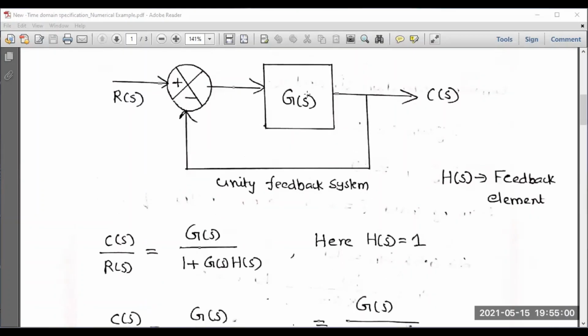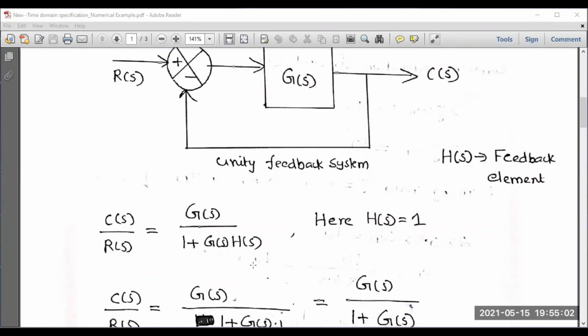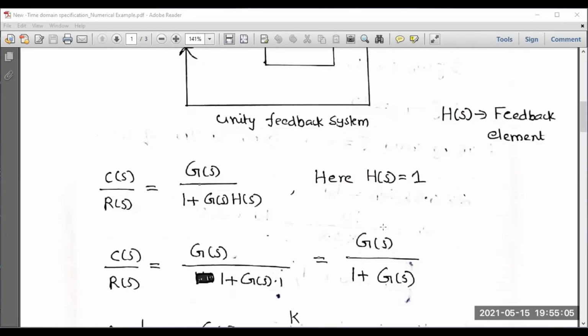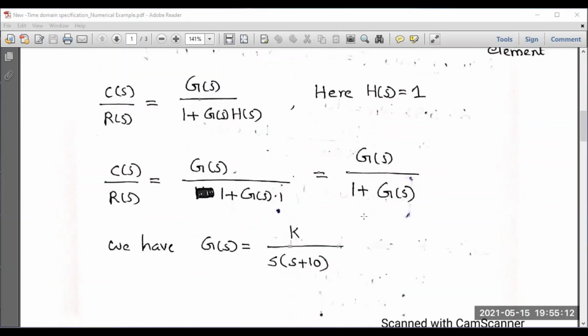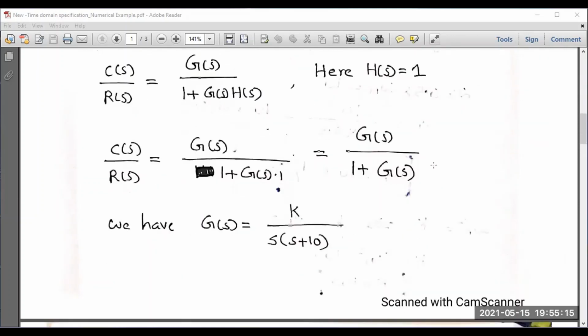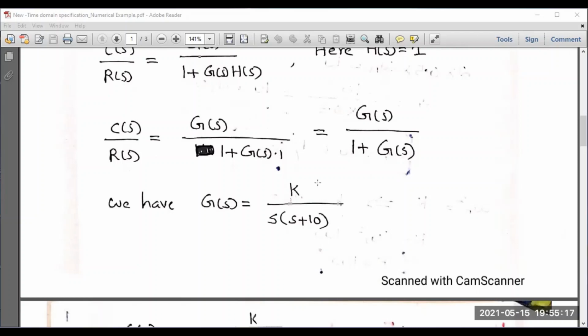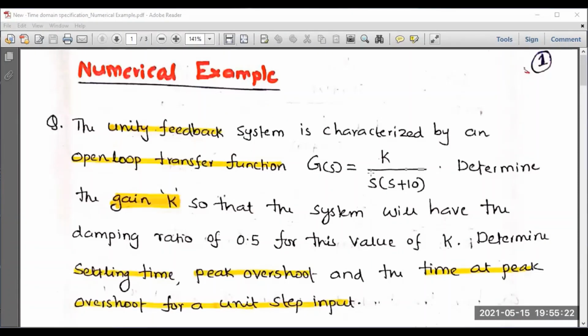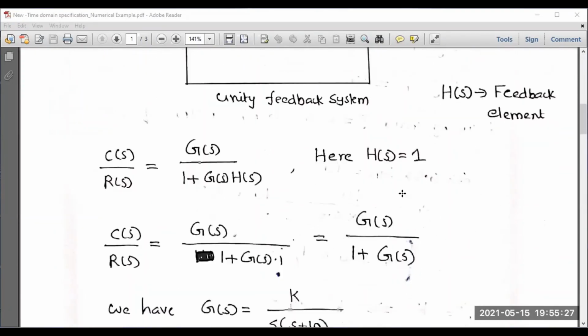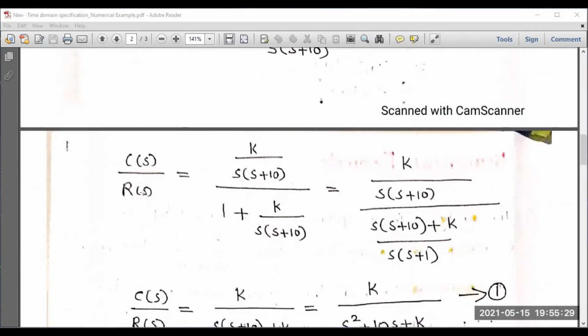C(s) by R(s) is equal to G(s) divided by 1 plus G(s)H(s). You know that H(s) equals 1 because this is a unity feedback system. Therefore, C(s) by R(s) equals G(s) divided by 1 plus G(s). G(s) is K divided by s into (s plus 10), which is already given in the question. Your job is to substitute here. So C(s) by R(s) equals K by s(s plus 10), whole divided by 1 plus K divided by s(s plus 10).